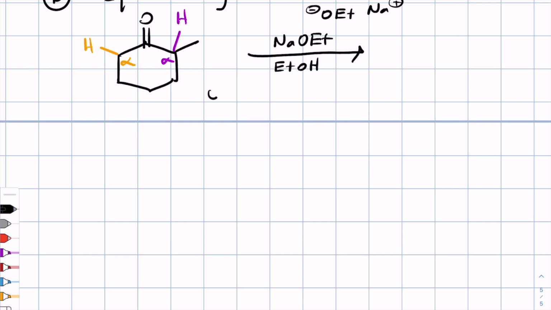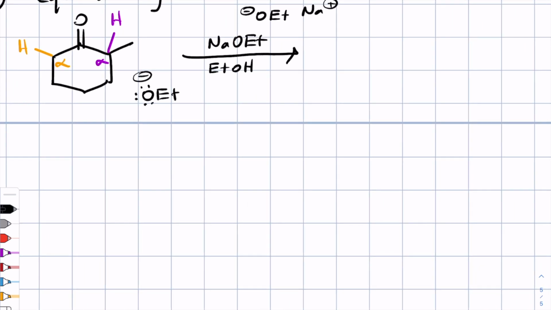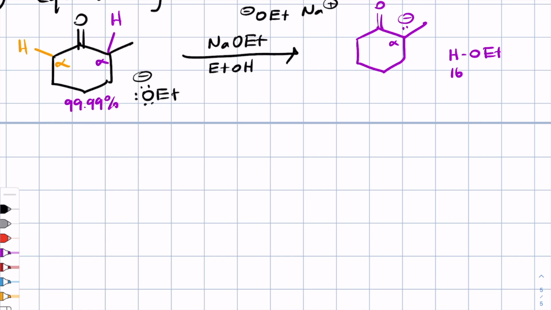But if you use ethoxide as your base, you are in an equilibrating situation because the conjugate acid of ethoxide is just ethanol, and its pKa is about 16, which tells you that 99.99% of your material is starting ketone with 0.01% as enolate.